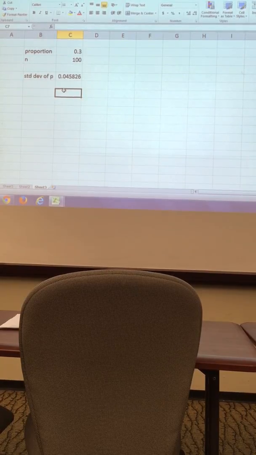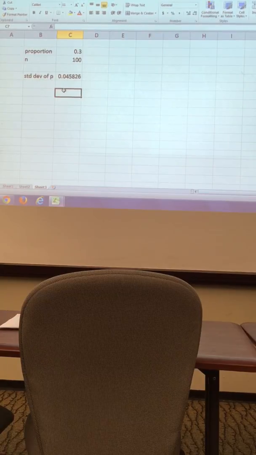So P with the line over it, is that probability? That's your proportion. P without the line over it is your population proportion. P with the line over it is your sample proportion. And that's gonna be the same with X when we do means.